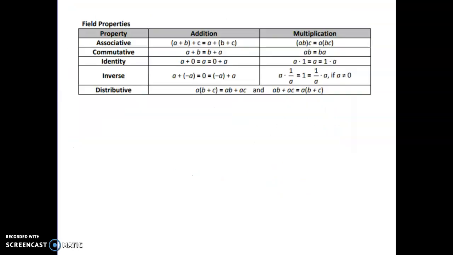Okay, now the field properties are the ones that we are familiar with. So we learned the associative property, the commutative property, identity, inverse, and distributive in the past. The associative is the one you think of parentheses, or you're just changing your groupings. So say I had the numbers (3 plus 2) and I added 4. That would be equivalent to 3 plus (2 plus 4). Okay, so all we're doing is changing the parentheses.